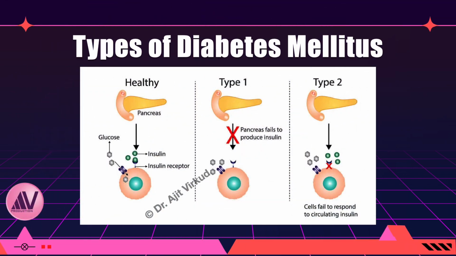This is a graphical representation of how diabetes mellitus occurs. In simple terms, in type 1 diabetes, the pancreas fails to produce sufficient insulin to maintain blood sugar levels. When the cells of the body fail to respond to circulating insulin, it leads to type 2 diabetes mellitus.